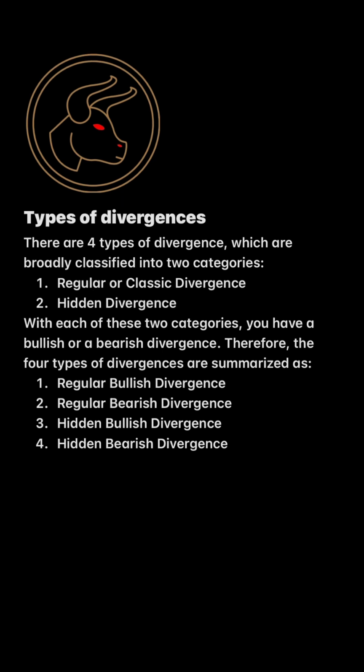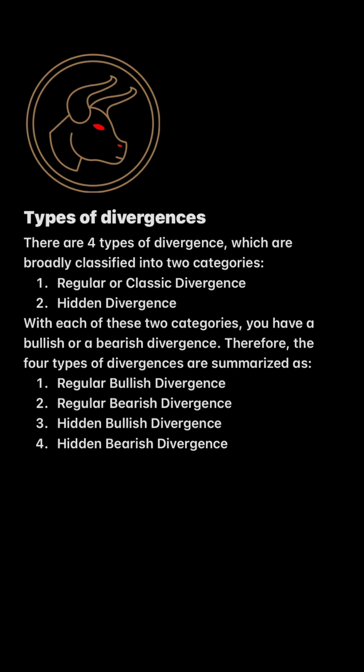Now, we touched on this a little bit earlier, but let's talk about the types of divergence. There are four types of divergence, which are broadly classified into two categories: regular or classic divergence, and hidden divergence. Within each of these two categories, you have a bullish or bearish divergence. Therefore, the four types of divergence are regular bullish, regular bearish, hidden bullish, and hidden bearish.